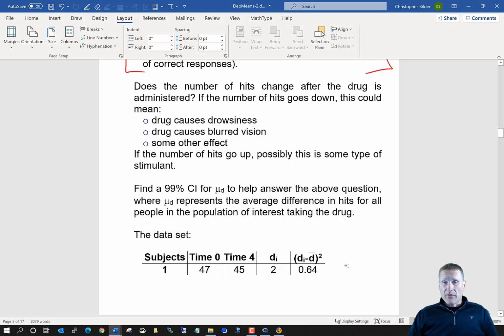The reason this was of interest is that we were wondering what some of the side effects associated with this drug are. Could it cause drowsiness? Could it cause blurred vision? Could it have some other detrimental effect that would cause the person to change the number of hits they would get? Many pharmaceutical drugs have these kinds of effects where they might cause sleepiness. Well, if you're sleepy, you might not perform as well on this kind of test. Alternatively, this drug could possibly be some kind of stimulant that could help you be more alert and allow you to do better on the test.